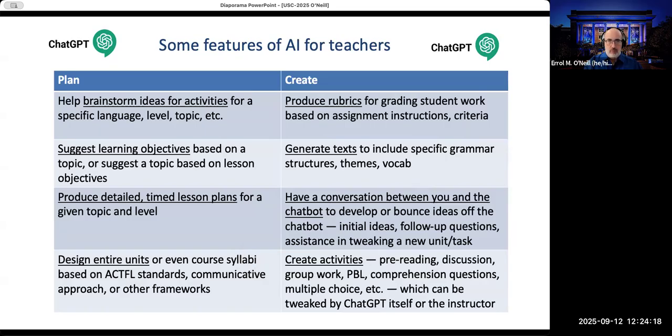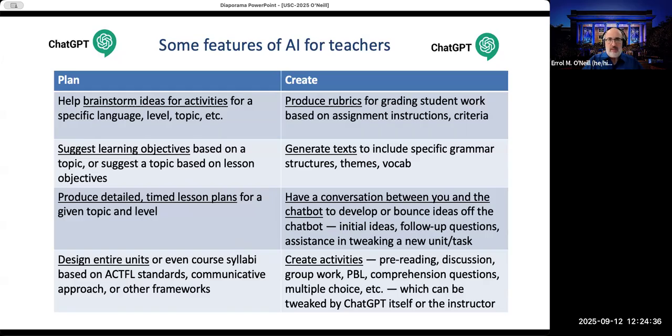It can help with producing rubrics, which is something that a lot of people dislike doing. So given instructions for an assignment, it can suggest rubrics. It could be edited. It can generate text to demonstrate different grammatical forms.